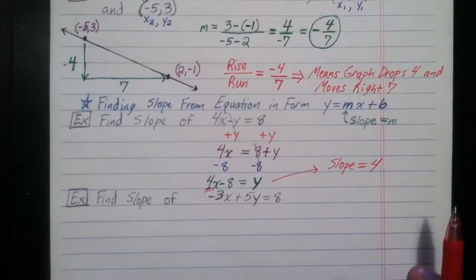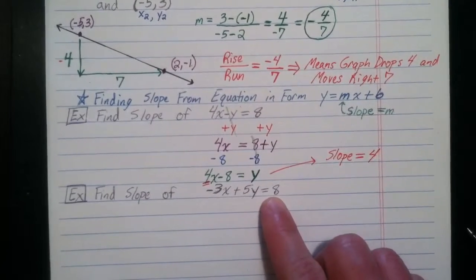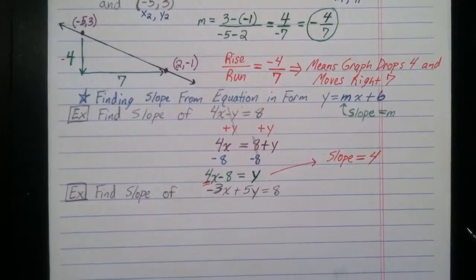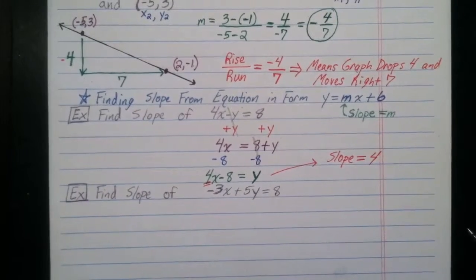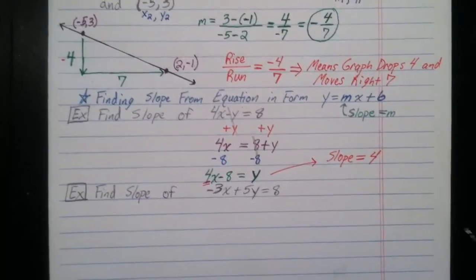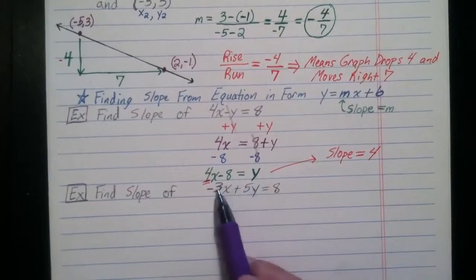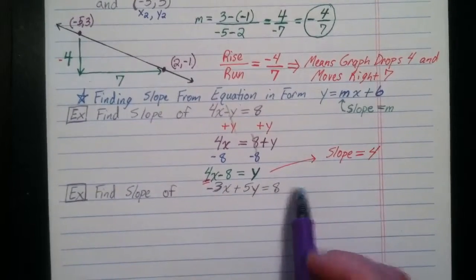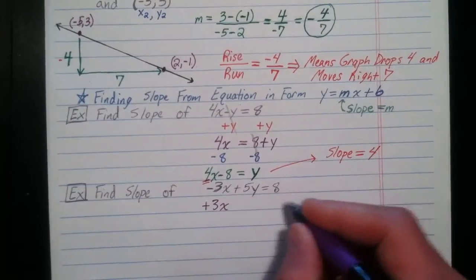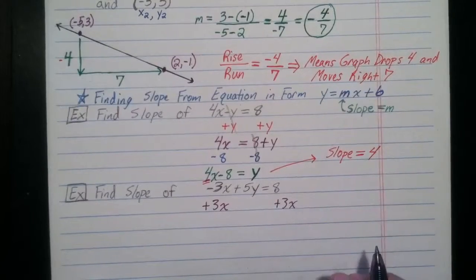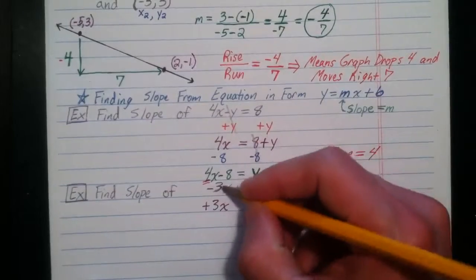Okay. Another similar example, find the slope of negative 3x plus 5y equals 8. Same idea, we need to get y by itself before we can find this slope. So our first move here is going to be, let's get the x term on the other side. We're trying to isolate the y, let's get rid of the x. Plus 3x. That'll cancel out the 3x's over here.